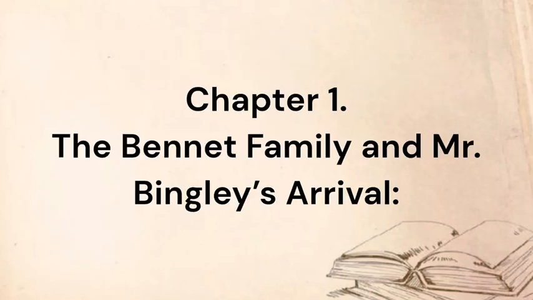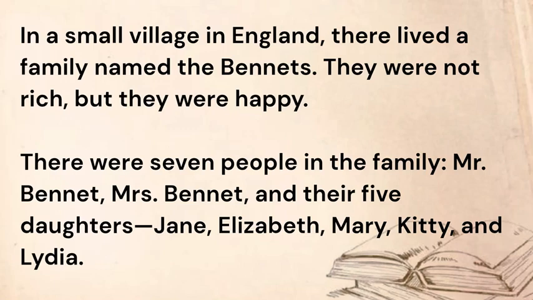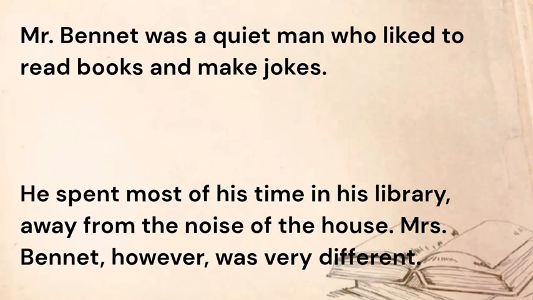The Bennet family and Mr. Bingley's arrival. In a small village in England, there lived a family named the Bennets. They were not rich, but they were happy. There were 7 people in the family: Mr. Bennet, Mrs. Bennet, and their 5 daughters, Jane, Elizabeth, Mary, Kitty, and Lydia. Mr. Bennet was a quiet man who liked to read books and make jokes. He spent most of his time in his library, away from the noise of the house.